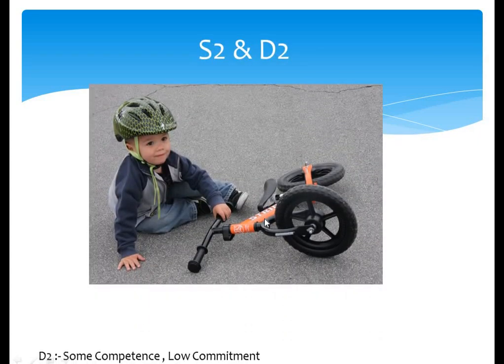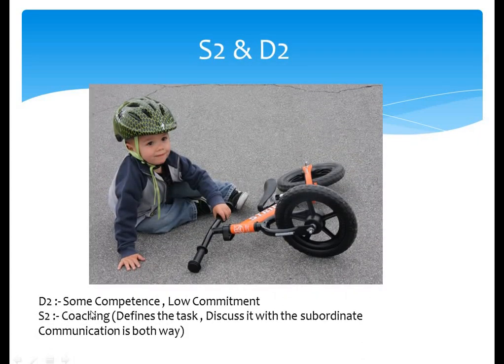The characteristics of S2 and D2: the characteristic of D2 is some competence and low commitment. Now, why some competence and low commitment? The kid keeps on trying to ride the bike, but he keeps on failing. He is not able to apply the brake, or he is not able to do the pedaling properly, and he keeps on falling. So the low commitment can be because of two reasons.